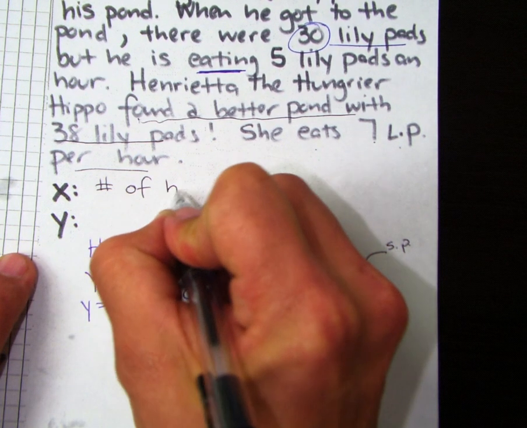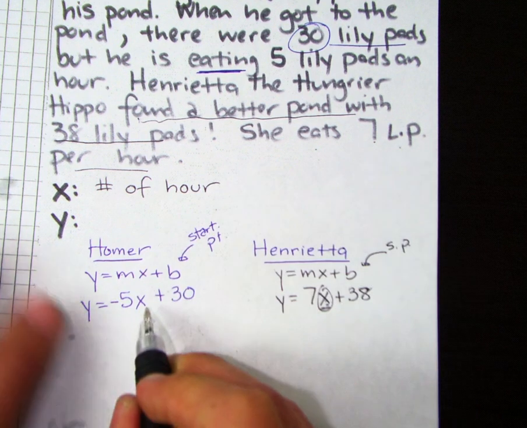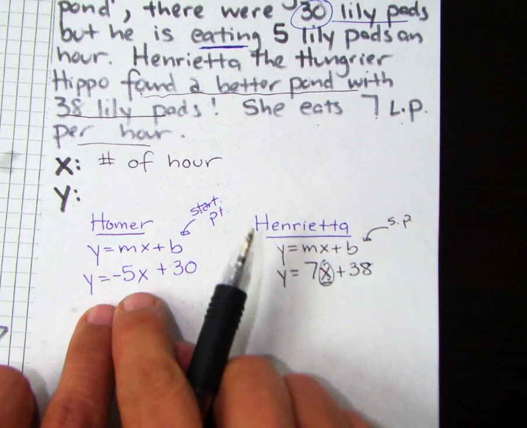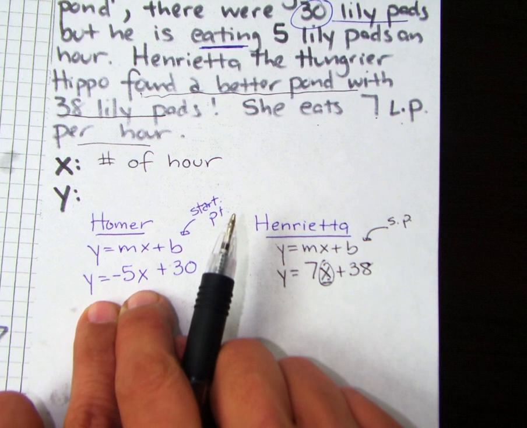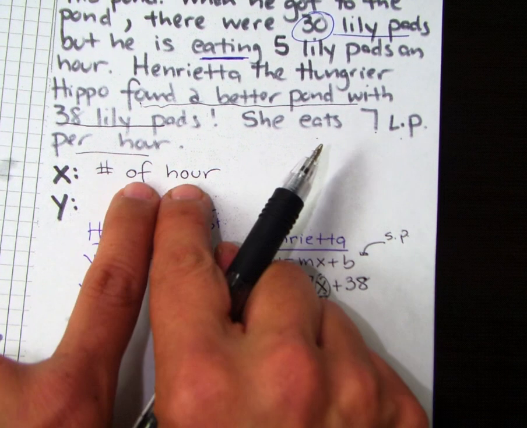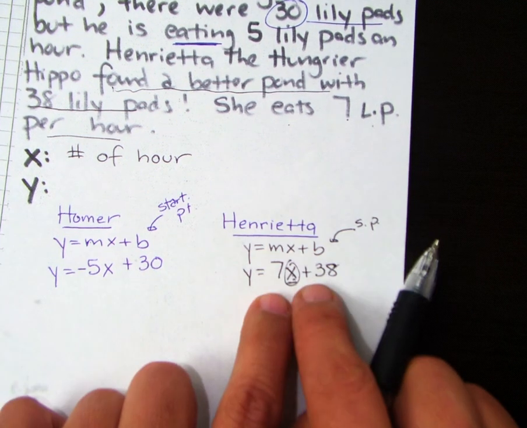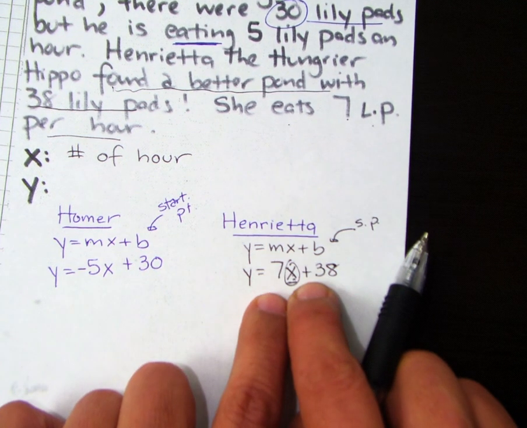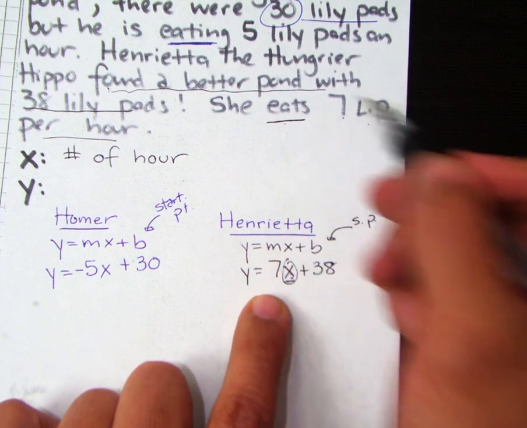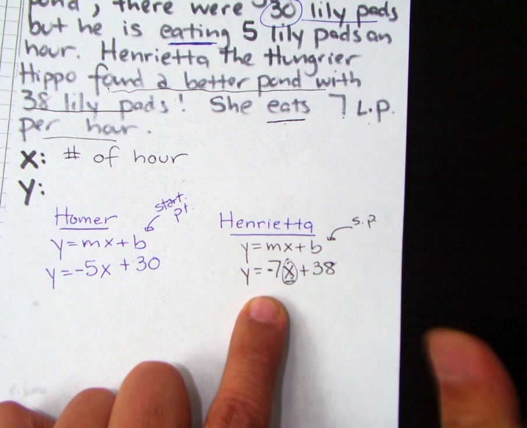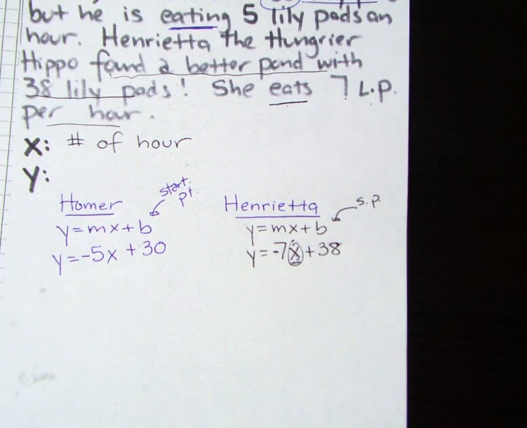Yep, see? They are both right. So the equation here indicates that there's 30 lily pads, but you're decreasing by 5 each hour, because x is your number of hours. And Henrietta, you're decreasing. You're eating. So that should be what? Oh, I'm sorry. That should be negative 7x. Sorry, Mr. Anda. No problem, no problem.